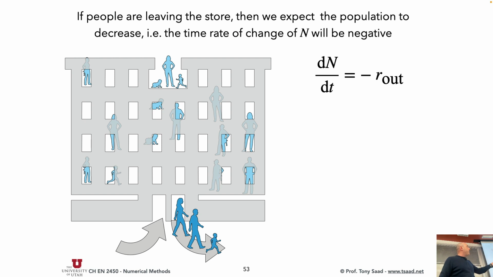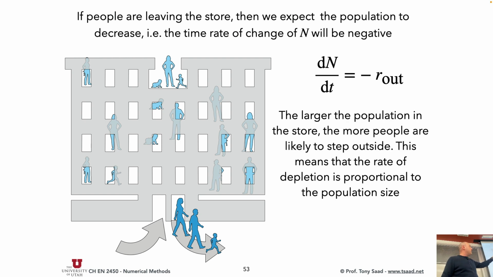However, we can dig a little bit deeper into this because we don't know that rate. But you can try to guess what that rate is. And you could argue that the larger the population in the store, the more people are likely to step outside. As you put more people in, there's more likelihood that people are going to leave that store. So that r out on the right-hand side is actually proportional to the population itself. Just like the population of lobsters, if there's more lobsters, the rate of increase of that population is proportional to that initial population itself. The more lobsters there are, the more babies they're going to make. So that right-hand side is going to be a little bit larger.